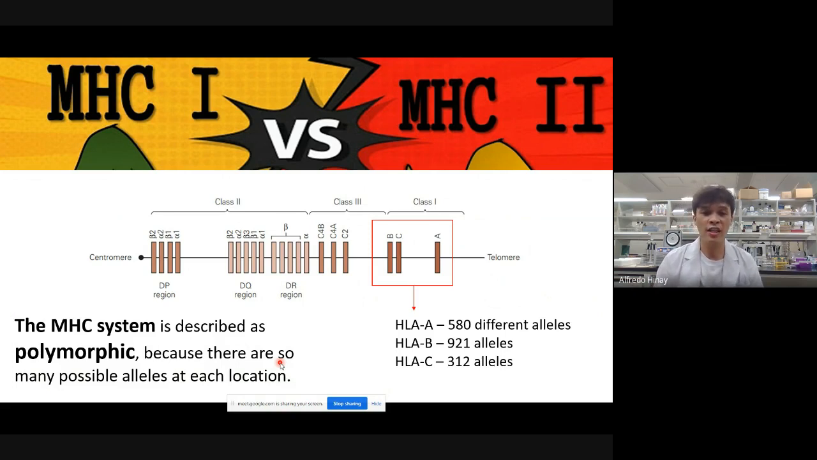And then your HLA-C under your class 1 has 312 alleles. So this is the main reason why they are called polymorphic, because with the combination, as Stevens said, class, it is very unlikely that the combination of alleles will be the same. And therefore, this is the main reason why they are called polymorphic. Okay?